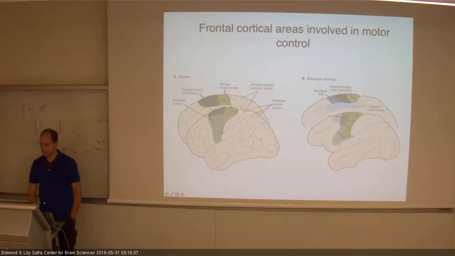I'll talk mainly about M1. This is the area that's closest to the behavior, where even the weakest stimulation causes a strong movement. I'll talk a lot about the projections, but many projections from this area go to the motor areas of the spinal cord. So that's a very general organization.